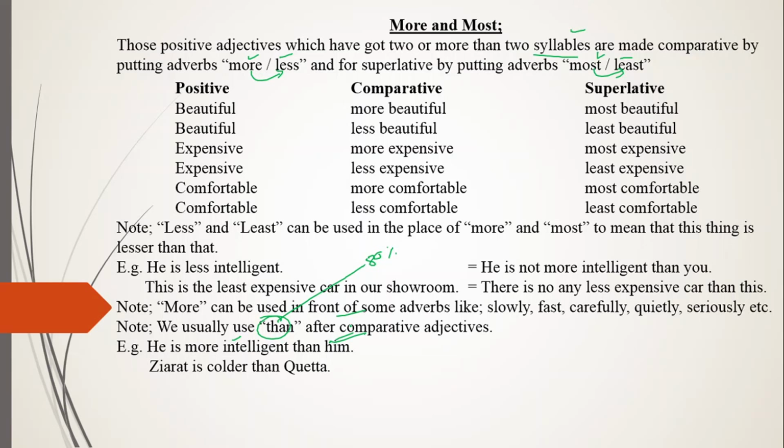So this is the usage of more and most with the comparative and superlative degrees which are having two or more than two syllables. So hope you got today's lecture.